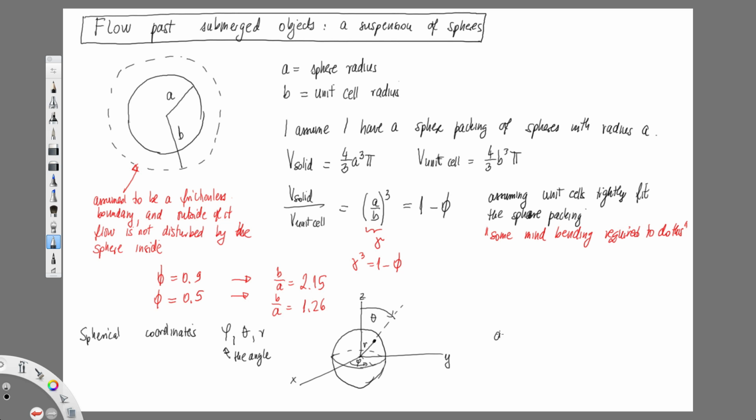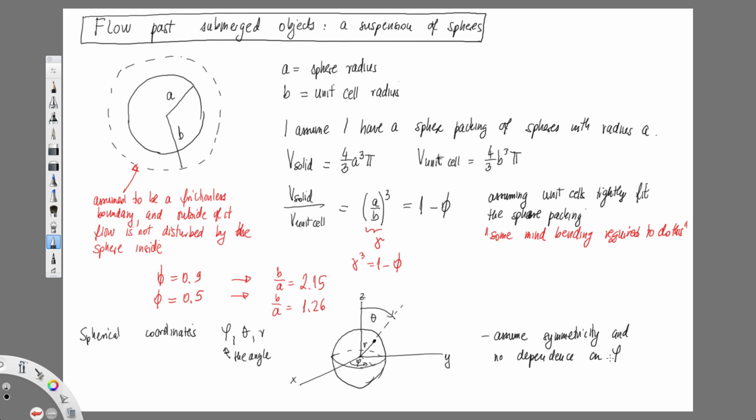So we will again assume symmetricity and no dependence on phi, just like in our creeping flow around the sphere. And the only thing that we will really change is the boundary conditions, which will change our ultimate result. Okay? So this is going to be very similar to the flow around the sphere, just with changed boundary conditions. So what are those boundary conditions?